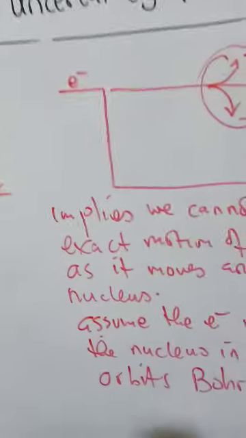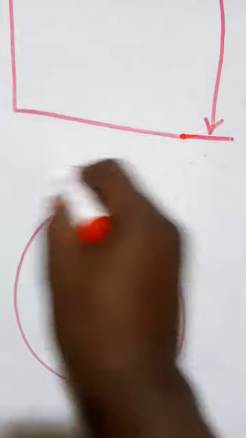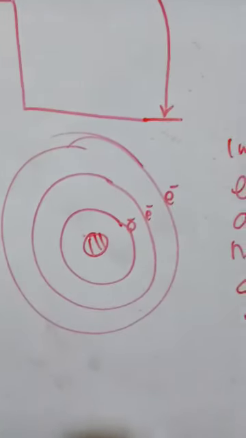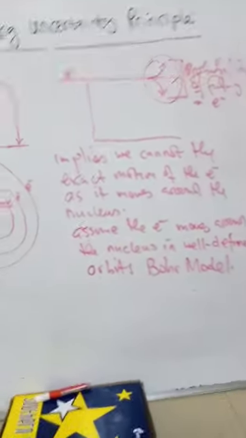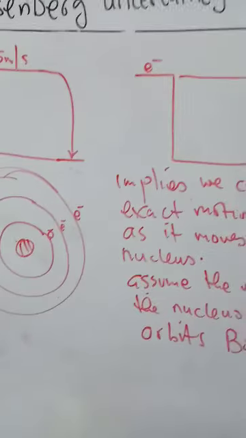So it is practically impossible to know the exact motion of the electron. According to Bohr, this is the nucleus, then the electrons are moving around the nucleus in well-defined orbits. According to the Heisenberg uncertainty principle, this now contradicts the Bohr model. Therefore, the Bohr model was discarded.